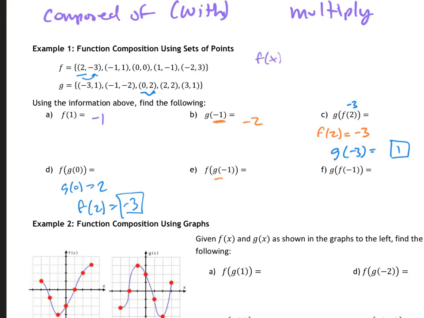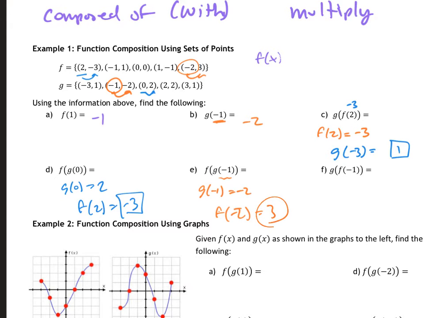All right, now f of g of -1. I find -1 here, g is -2. So g of -1, I found that is -2. I should write that out for you. That tells me I need to plug -2 into f. So -2 here is here. So my answer here is 3.